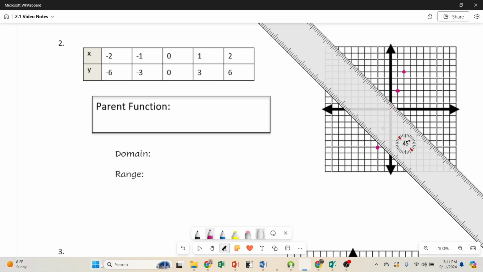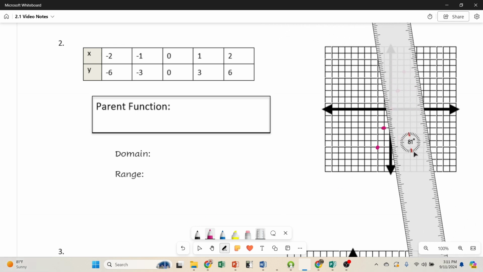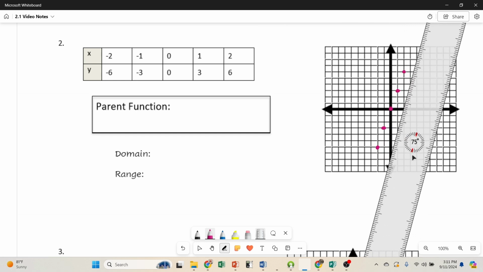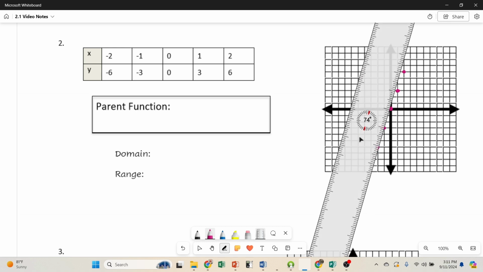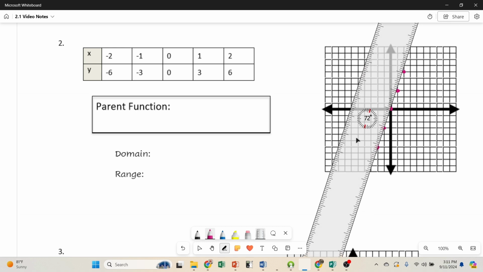We can take this here, there we go, and we have to do this process of getting our ruler to match up here. I find it easier to go this way with it. So here's our line.